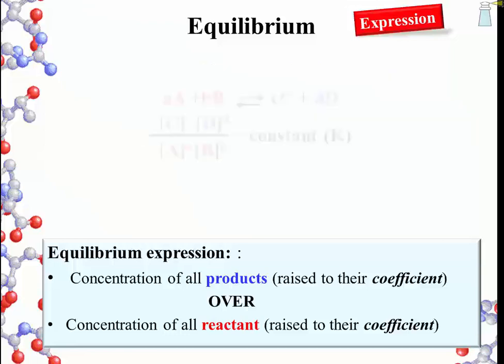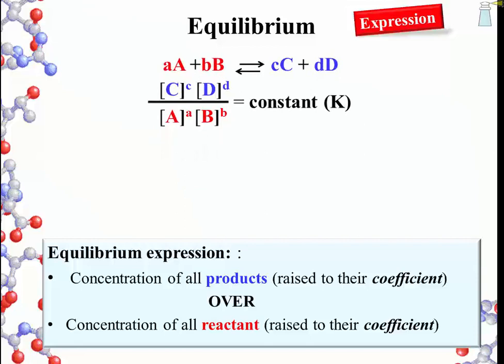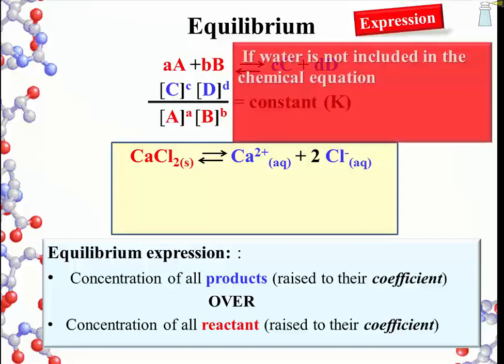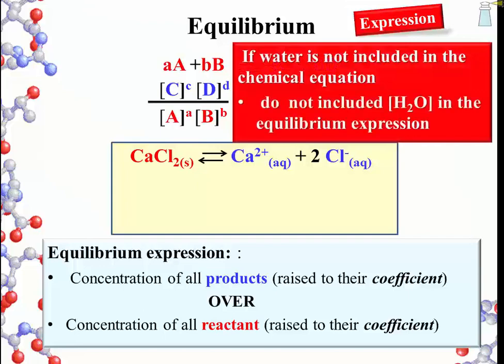Let's construct some equilibrium expressions using real chemical equations. Calcium chloride dissolves in water to produce calcium ion and chloride ion. Calcium chloride is not very soluble in water. Speaking of water, sometimes it is not clear when to include water in the equilibrium equation. The rule of thumb is that if water is not included in the chemical equation, other than as an aqueous subscript, do not include water in the equilibrium expression.